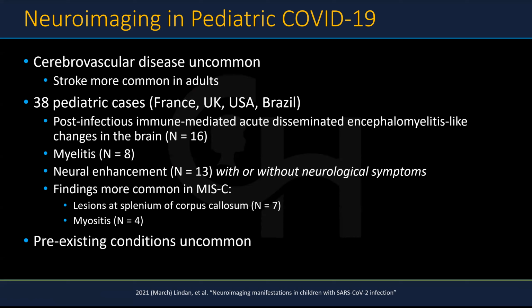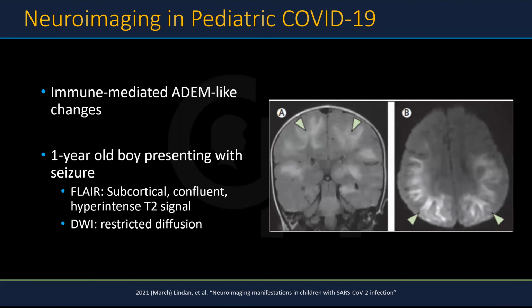Some certain findings were more common in the MIS-C patients. Those included lesions at the splenium of the corpus callosum, as well as myositis. Interestingly, in these patients with neurologic abnormalities, pre-existing conditions were uncommon. The immune-mediated ADEM-like changes present as in this 1-year-old boy who presented with seizure. On FLAIR imaging, there's subcortical confluent T2 hyperintense signal abnormalities, and the diffusion-weighted imaging shows restricted diffusion in a predominantly posterior distribution.